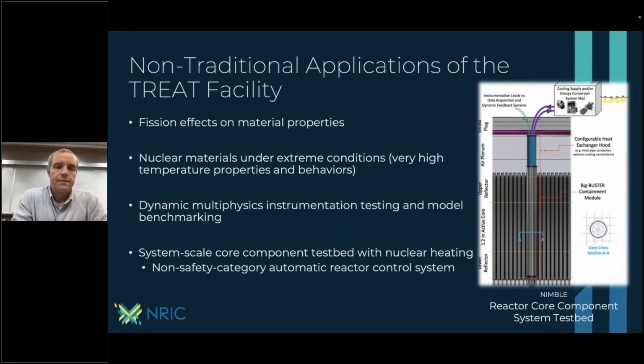But first of all, fission effects on material properties. So I mentioned the good access to the TREAT core. Something that's under investigation even currently is looking at how we can utilize this good access to see in situ behaviors, material property behaviors as you have fissioning happening in fuels. And making measurements on those things as it's happening. That's something that I think can really actually quite benefit the community.